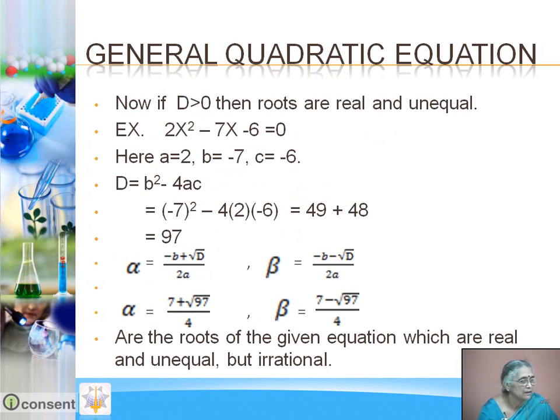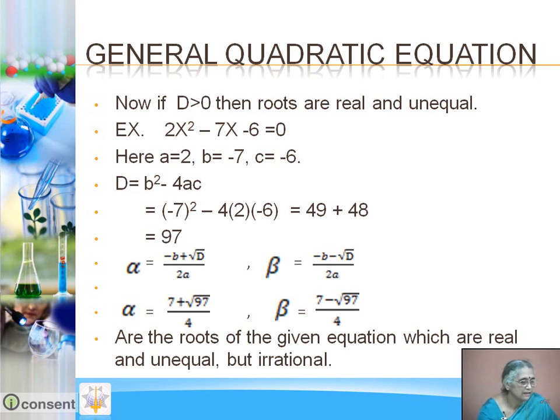Now one more example. Twice x square minus 7x minus 6 is equal to 0. Here a is equal to 2, b is equal to minus 7, c is equal to minus 6. So b square minus 4ac is equal to minus 7 square minus 4 into 2 into minus 6, which is equal to 49 plus 48, which is 97.